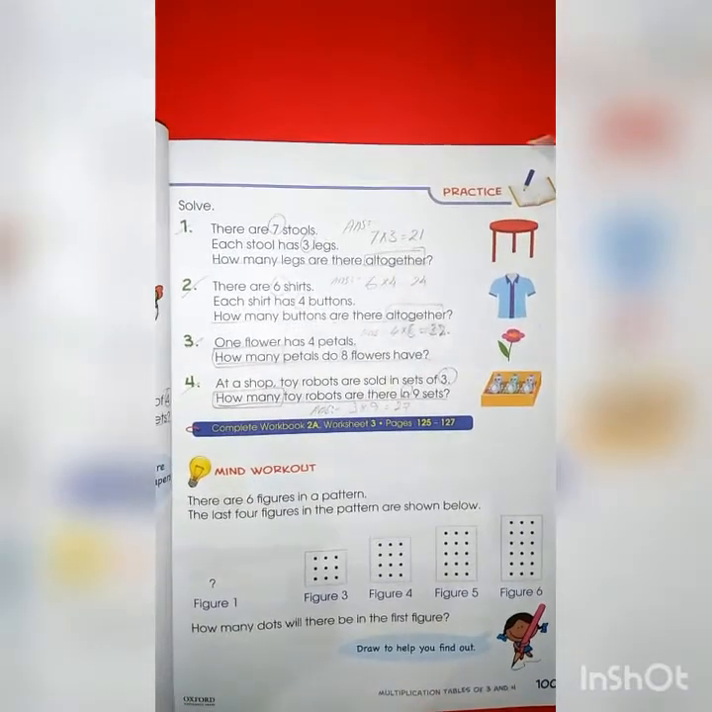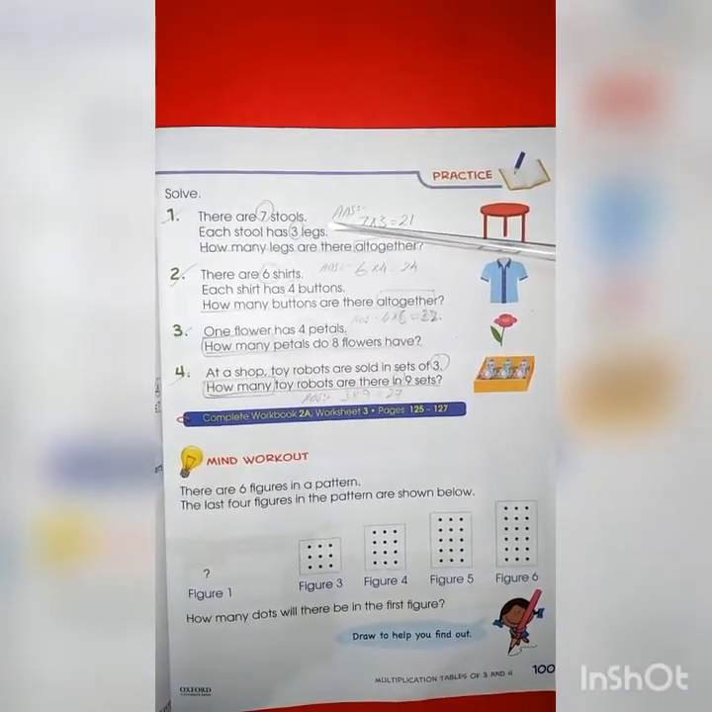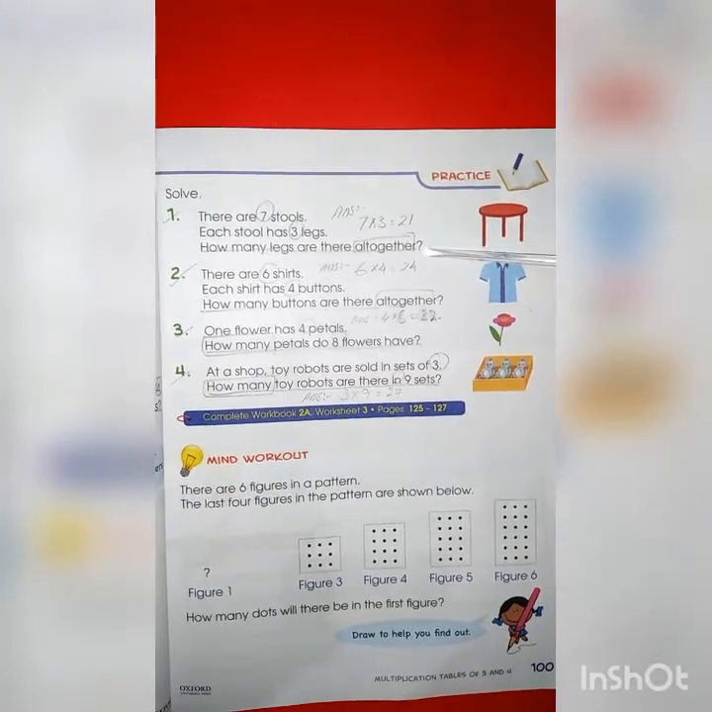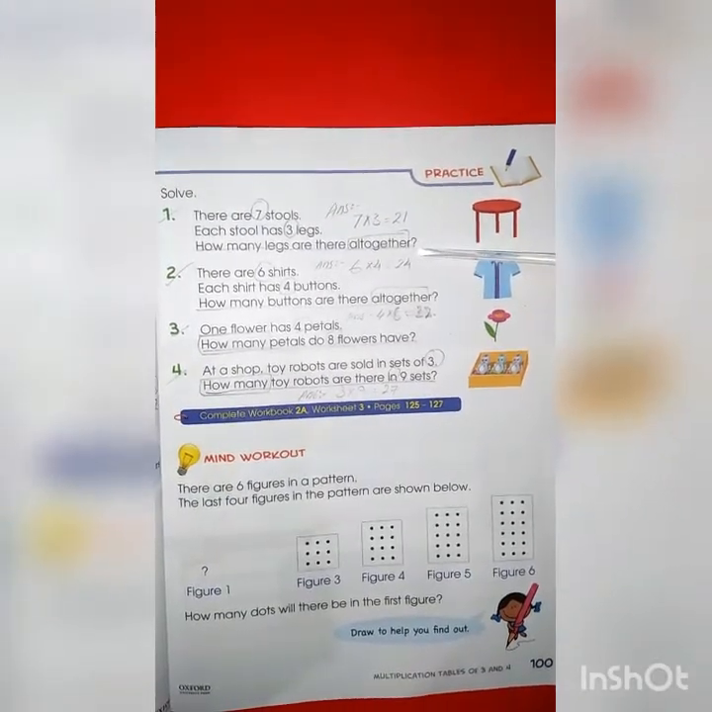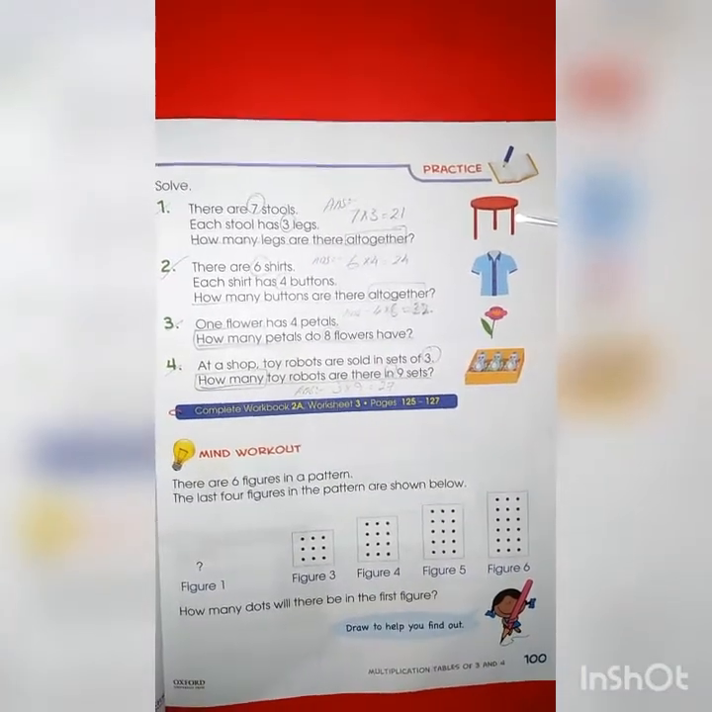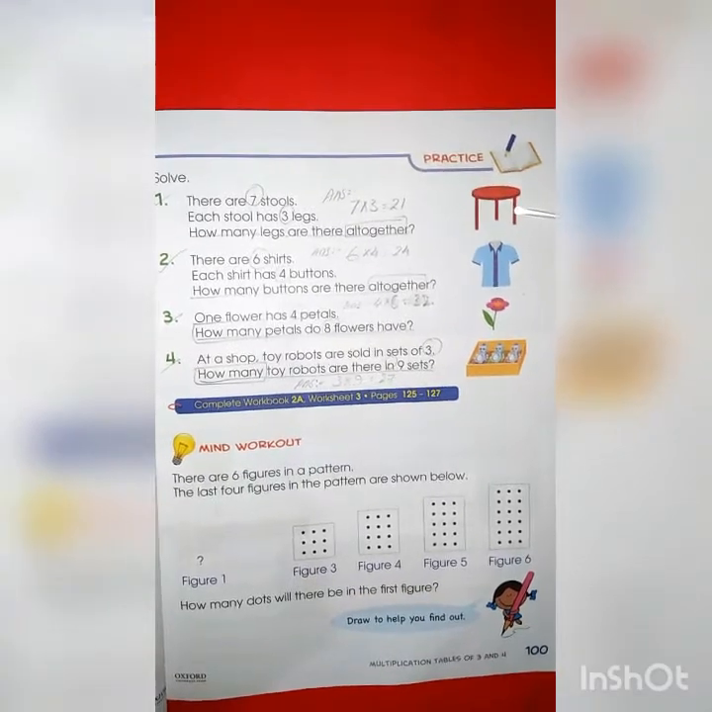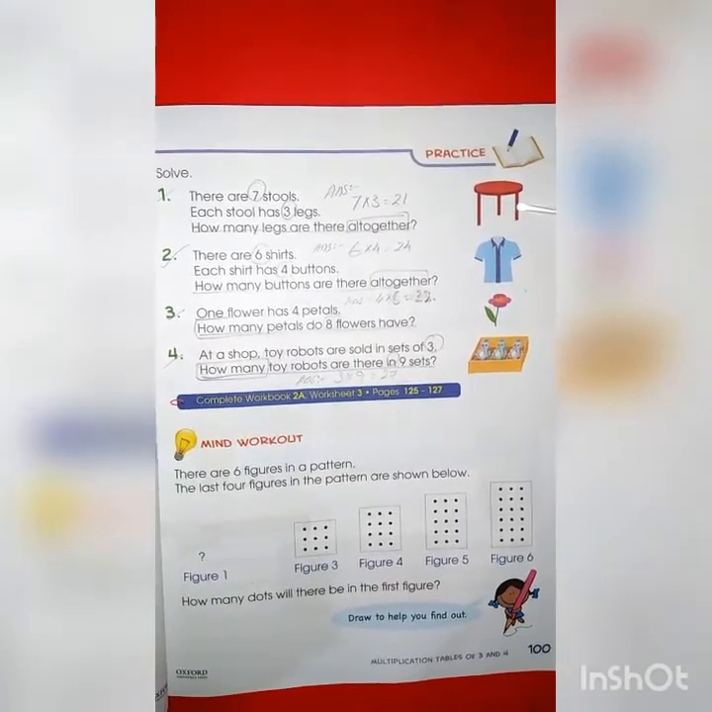Practice. Solve. Number 1. There are 7 stools. Each stool has 3 legs. How many legs are there all together? Students, you can see here it is a stool and it has 3 legs. If we have 7 stools and each stool has 3 legs, then how many legs are there all together?